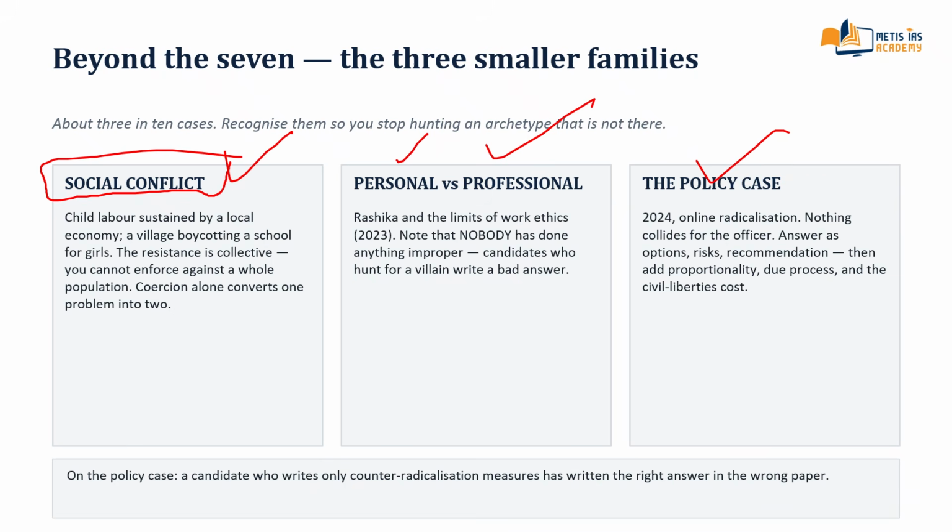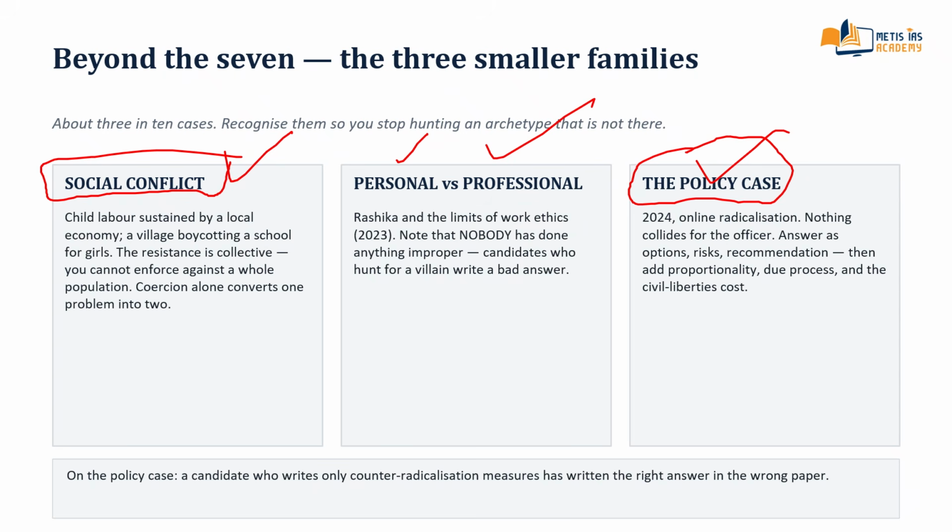The policy case with no personal dilemma at all. This is the third one. This is the 10th archetype, more or less, with no personal dilemma at all. 2024 gave a director general facing recruitment of unemployed graduates by a terrorist group through social media and asked for options, measures to strengthen the setup, and an action plan for intelligence gathering. Nothing collides for the officer.